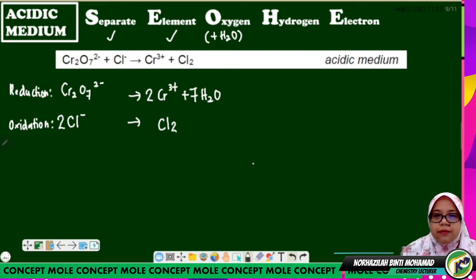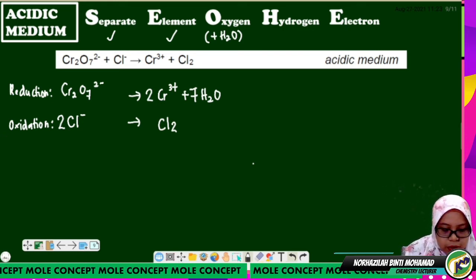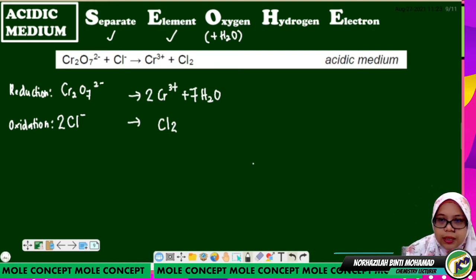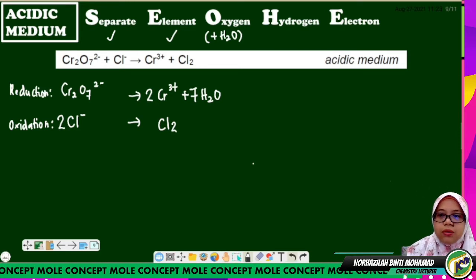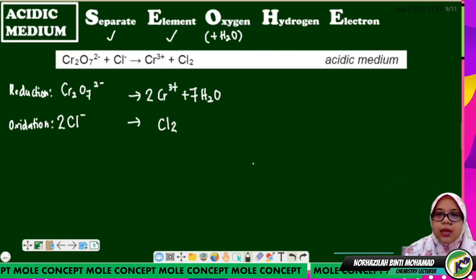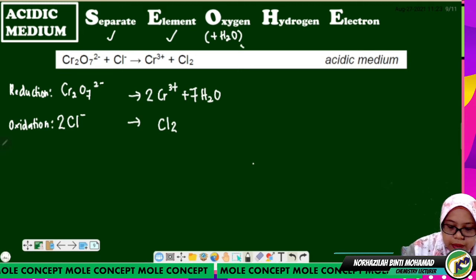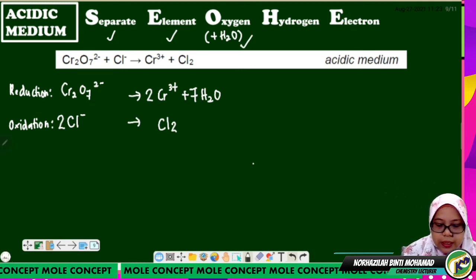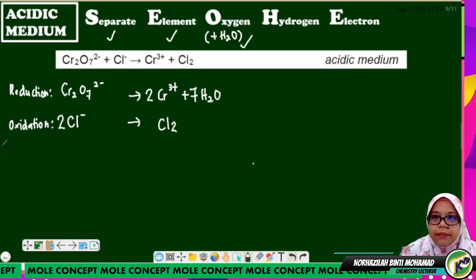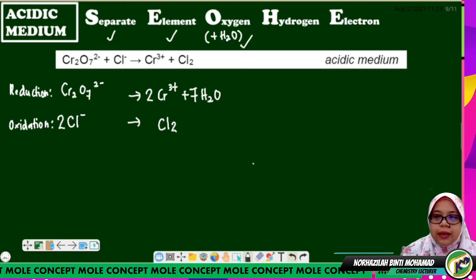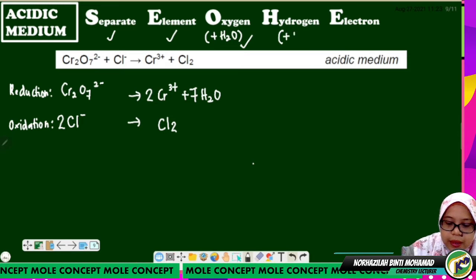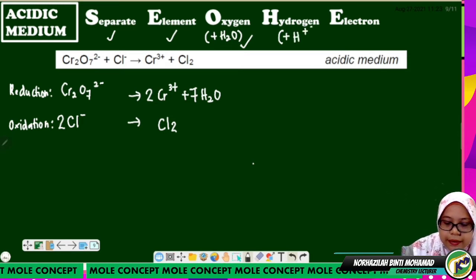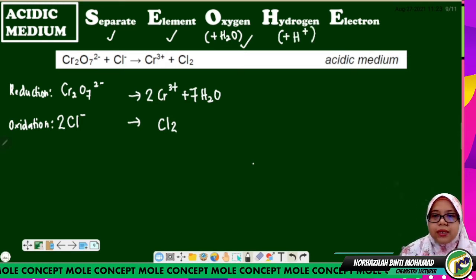We need to add 7 H2O. So for oxidation reaction, ada oxygen? Tak ada. So no need to add H2O there because there is no oxygen in the oxidation reaction. Okay, and then settle the number of oxygen, and then we look at the number of hydrogen. So to balance the hydrogen, we need to add H plus.